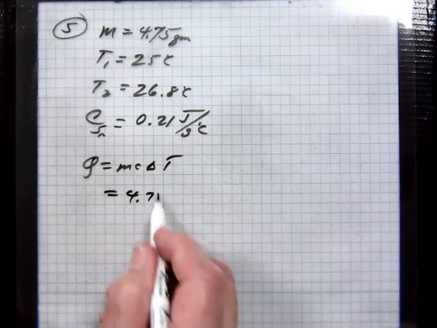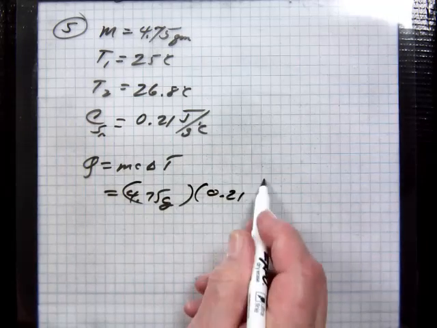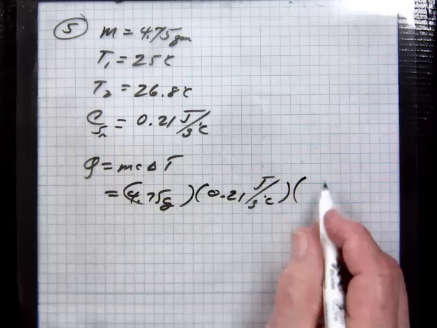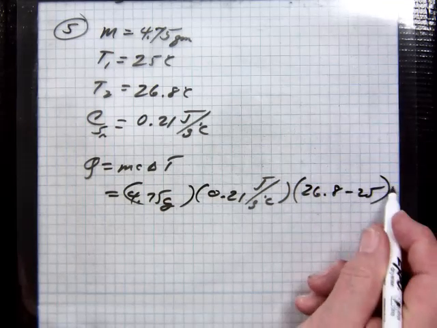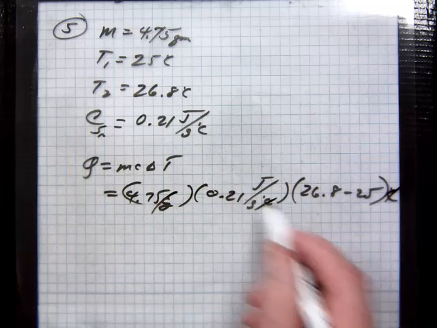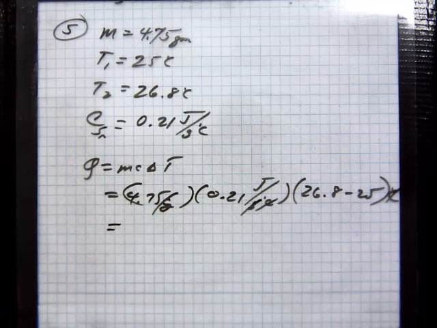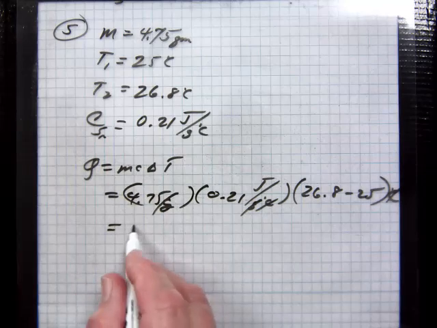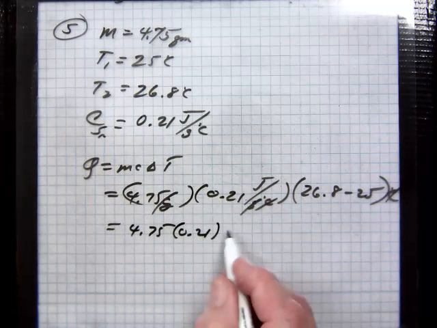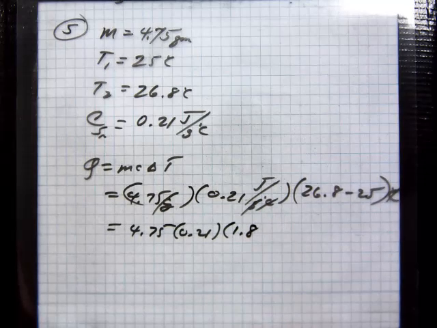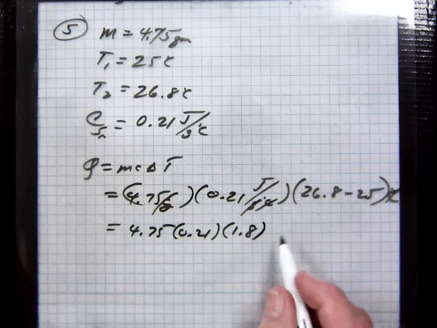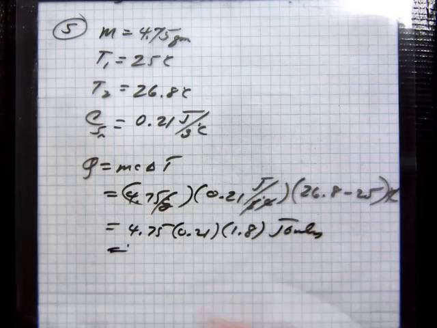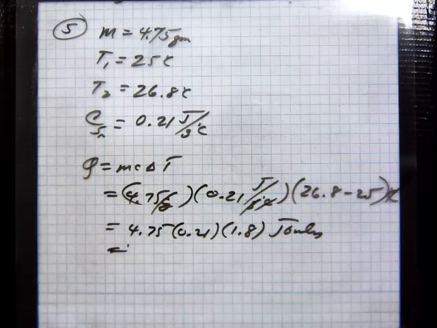We got 4.75 grams, 0.21 joules per gram degree C, and 26.8 minus 25 degrees C. The C's drop out, grams drop out, and you're left with joules right there. That's 1.8.